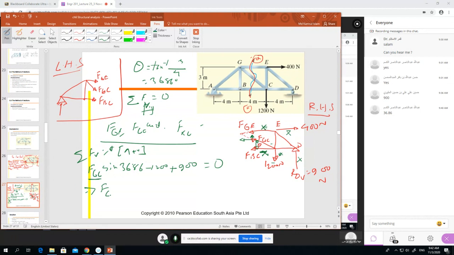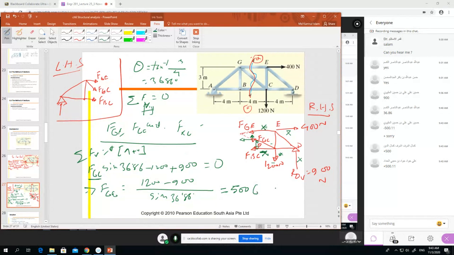So solve this problem and tell me what is the GC value. GC equal to 1200 minus 900 divided by sine 36.86 degree. Tell me the result, please. Minus, why is it minus? Is it minus or plus? Tell me more clearly. You said plus. Okay, fine. So plus 500.